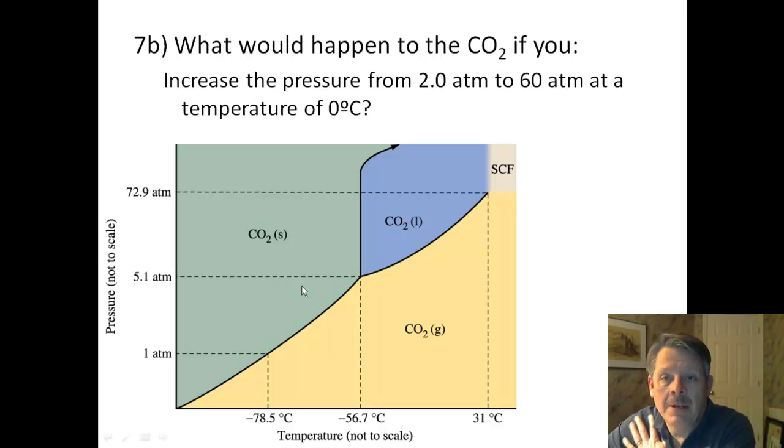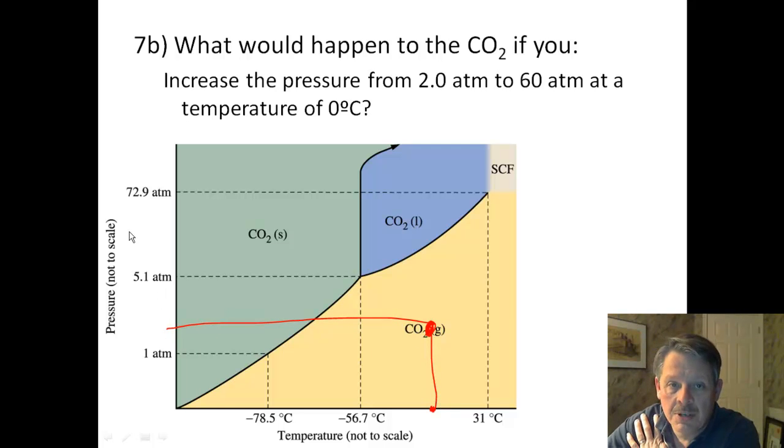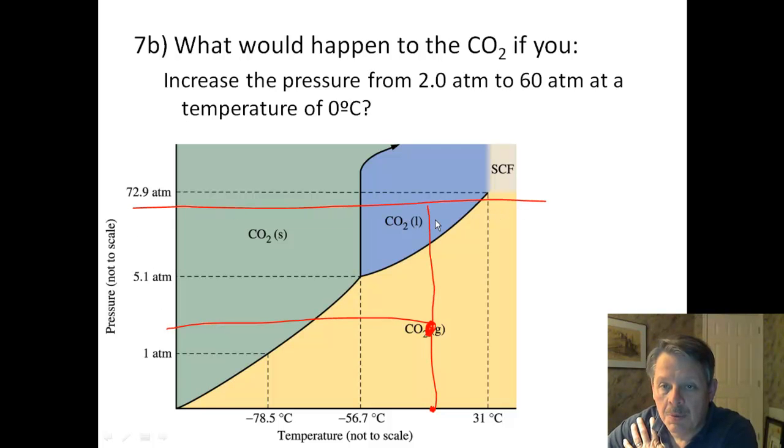What would happen at 0 degrees Celsius? Let's see, 0 degrees Celsius is right about here. If I increase the pressure from 2 atmospheres, well, 2 atmospheres probably is right about here. So I'm going to be right there. I'm going from 2 atmospheres, and I'm going to 60 atmospheres. 60 atmospheres is way up here somewhere, right? And I'm going up at this temperature. So I start here, and I end here, and I'm going from a gaseous phase to a liquid phase. So that's what I would see. I would see it go from gas to liquid. In other words, I would see it condense.